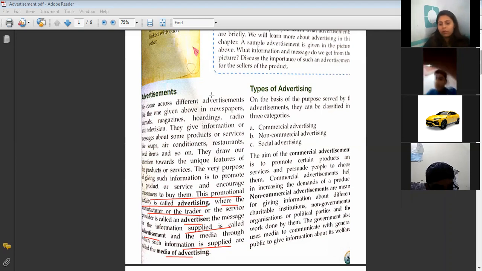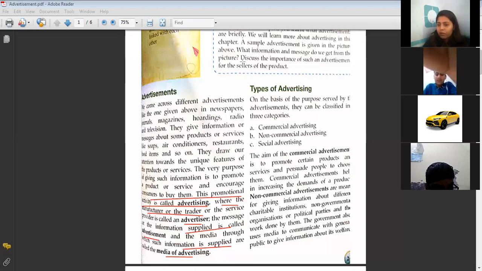Non-commercial advertisements are meant for giving information about different charitable institutions, non-governmental organizations, or political parties, and the work done by them. Right now, elections are coming up, so you will be seeing these. You must have seen the BJP ad in the paper, like "Ab ki baar Modi Sarkar." So all these advertisements, where they tell us about the government and the work they have done, are known as non-commercial advertisements because we are not buying anything out of it.